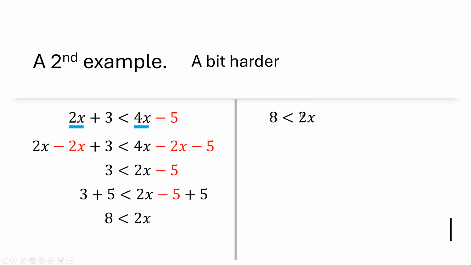So 3 is now strictly less than 2x... rather, 8 is strictly less than 2x. So now we need to divide by that 2. So, divide by the 2. We see that we're going to cancel over here. 8 divided by 2 will give us a 4. We'll see the cancellation and reduction. So 4 is strictly less than x, or you can say x is strictly greater than 4.